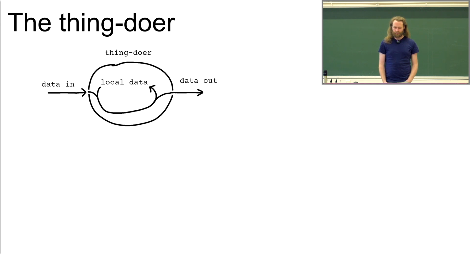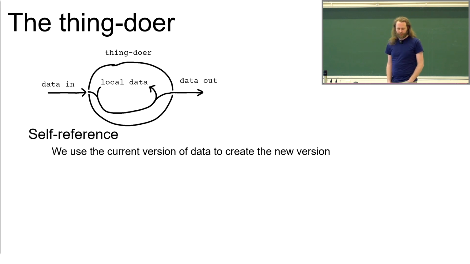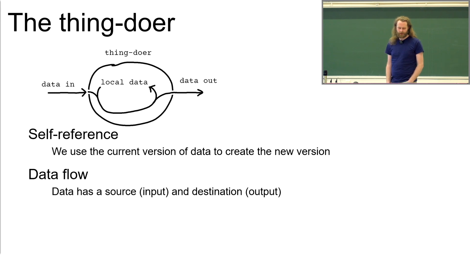So let us reintroduce the thing doer, the thing that does. So it has data that needs to come in, it needs inputs, it has some local data, that's its state, and it needs to send some data out. And it has a loop because it's doing something, so, well, there's a loop. So it has a self-reference. All right, we use the current version of the data to create the new version. It has a data flow.